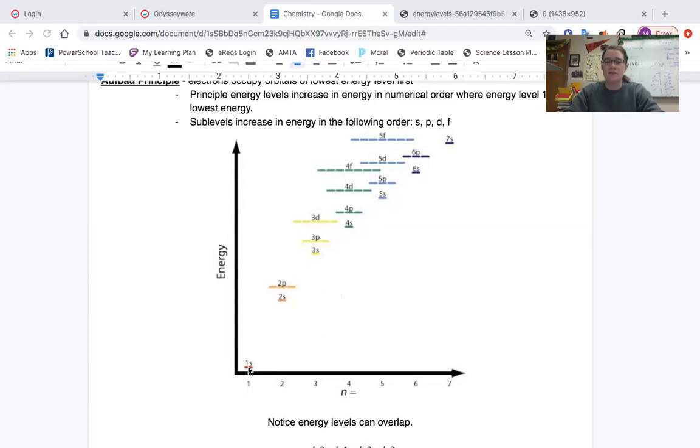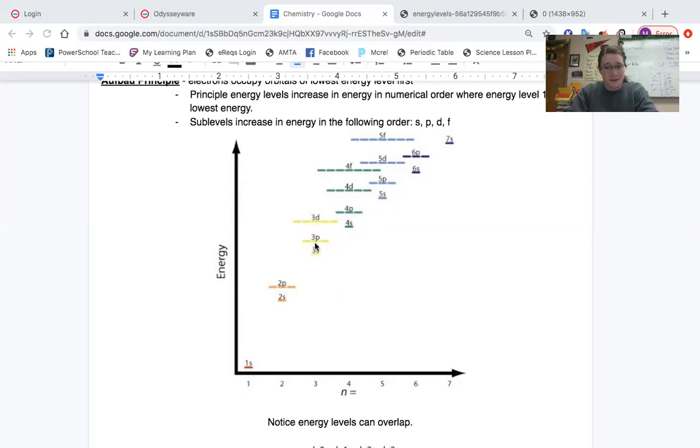Because our lowest energy, again, notice this is increasing energy. So our lowest energy level is energy level 1, and the lowest sublevel is the S. And so it's going to fill the 1S level first. Then it's going to fill the 2S, and then the 2P. And then it's going to fill 3S, and then 3P.